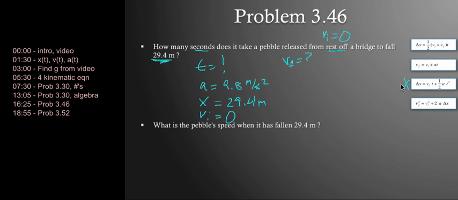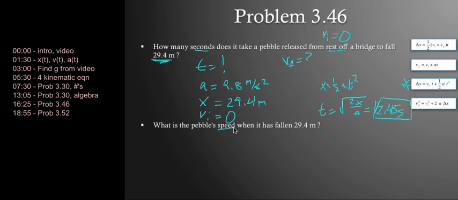So again, we're going to be using this guy. And so how many seconds? We have x equals v initial, that's just 0, so we just end up with 1/2 a t squared, and we're solving for t again. So in fact, this looks a lot like the last problem. So t equals the square root of 2x over a, and now we just need to plug a few numbers in. And we're going to get 2.45 seconds.